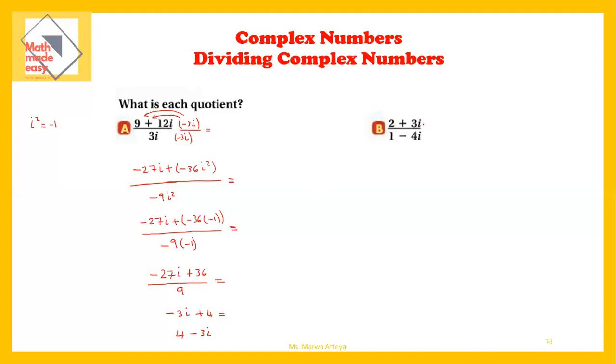I have 2 plus 3i divided by 1 minus 4i. I'm going to be multiplying again both numerator and denominator by the conjugate. Which conjugate? The conjugate of the denominator. We need to simplify the denominator. I want to change the denominator into a real number. This is why we choose the conjugate of the denominator. So I have here 1 minus 4i. Its conjugate is 1 plus 4i. When we multiply the denominator by a value, we have to multiply the numerator by the same value, which is 1 plus 4i.